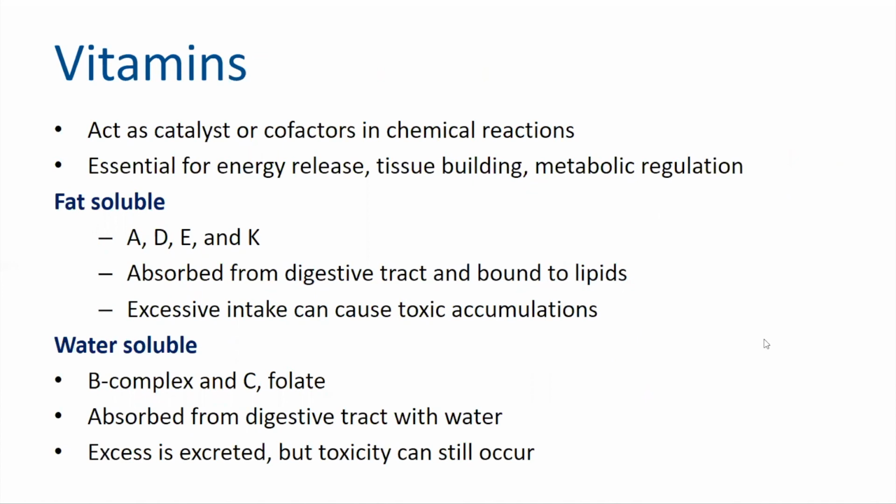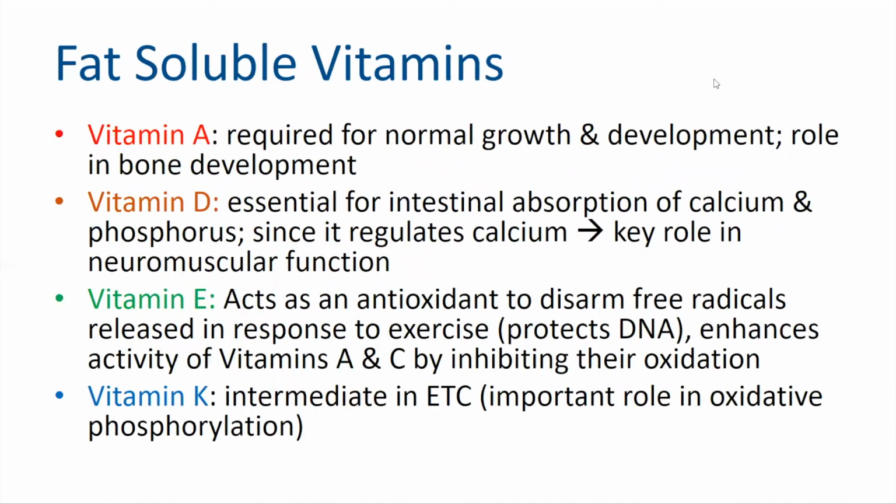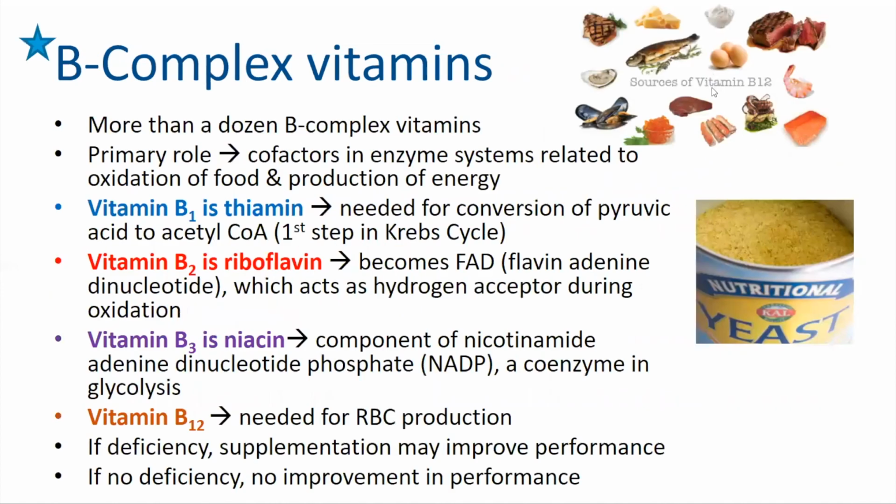So in these next slides, we're going to talk about vitamins. Please make sure to go through these slides, and I'm going to focus on the vitamins that have an impact on performance. So the B complex vitamins come from fish and meat sources. So if you're working with athletes who are vegan, they will need to supplement and get their B complex vitamins in a different manner. So vitamin B1 is thiamine, and this is needed for the conversion of pyruvic acid to acetyl-CoA, which is the first step in the Krebs cycle.